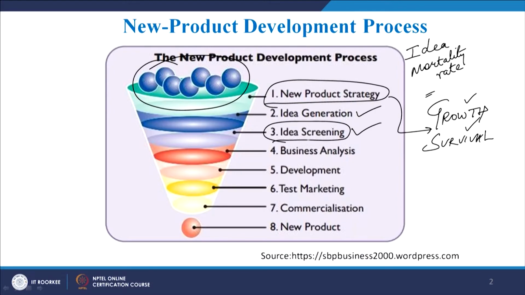Once the ideas are generated, we go for idea screening. We try to screen and evaluate our ideas, to find out which ideas are more suitable for our product strategy, our objective, our goal, our aim, because already we have decided that this is the niche product that we want to develop, and for that we have generated a large number of ideas. So our objectives, aims and goals are clear, and for that we evaluate and screen our ideas to see which one is best suited for our goals. Then we do the business analysis.